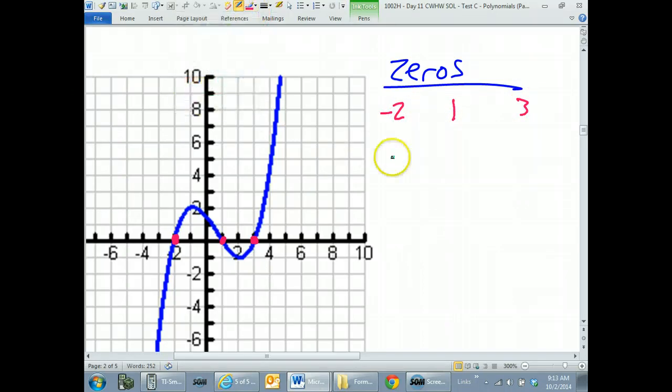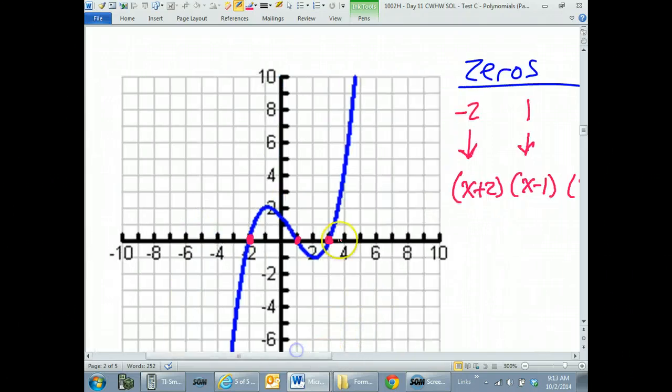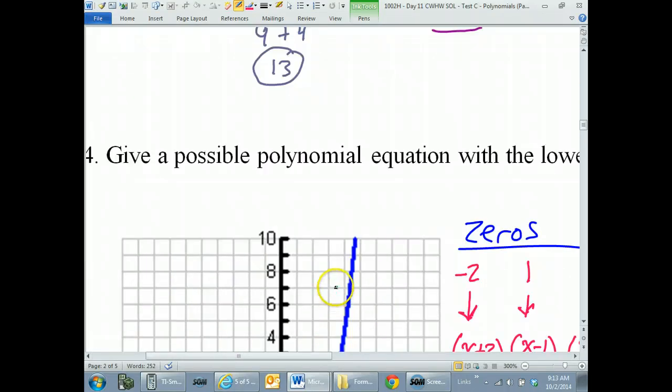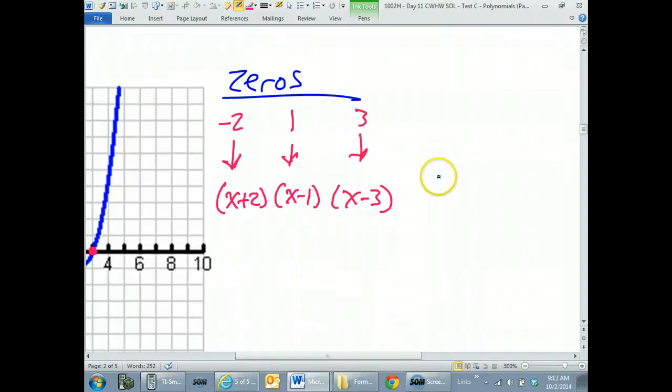now go ahead and translate those into factors for me. Okay, what's the first factor? X plus 2. Keep going. X minus 1. And x minus 3. Okay, so this is where I'm going to get my polynomial from. Okay, give a possible polynomial equation with lowest degree.